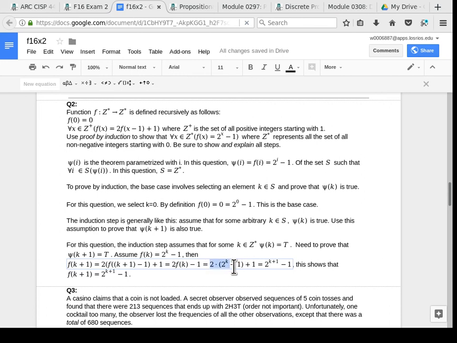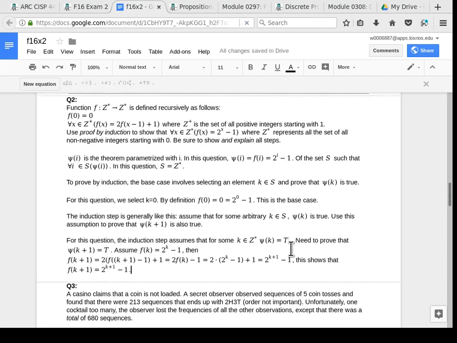From here to here is just algebra, because we distribute the 2 times, so that we end up with 2 to the power of k plus 1 here. Then we have minus 2 because of 2 times negative 1. But then we have a plus 1 here, which turns the negative 2 into negative 1. That's how we ended up here, and that's the entire proof. And this is once again proved by induction.